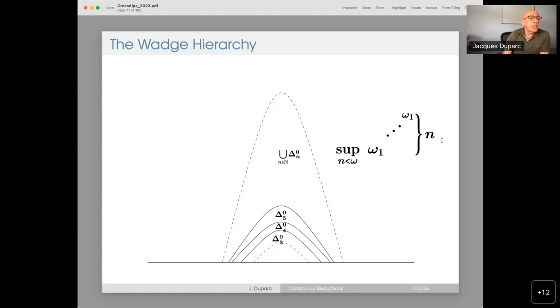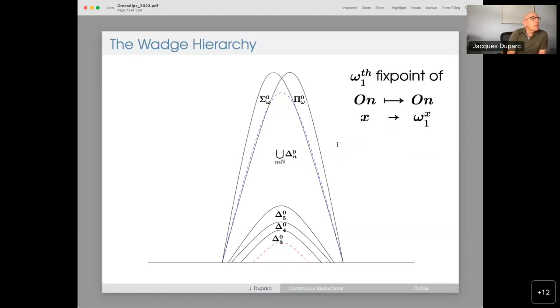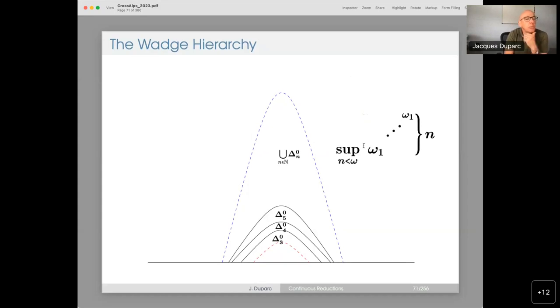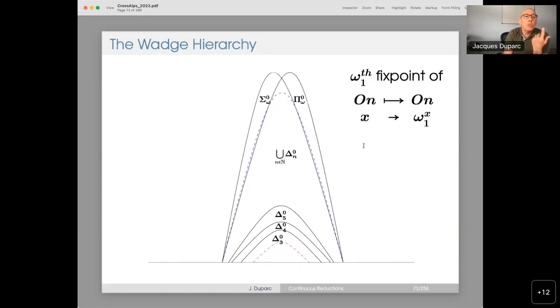Well, this ordinal is in fact the first fixed point of the exponentiation of base omega 1, right? If you take omega 1 to this ordinal, then you'll get the same ordinal. This is the first one. But if you go to this level, so sigma 0 omega, or delta 0 omega, that would be the same idea, then you're reaching the omega 1 fixed point of the operation that maps x to omega 1 to the x. So at the previous level, it was the first fixed point. Now it's the omega 1 fixed point.